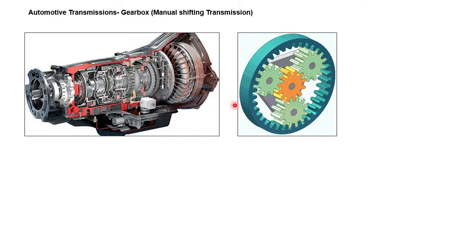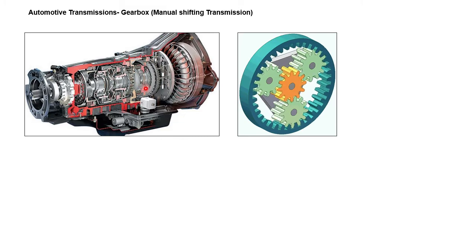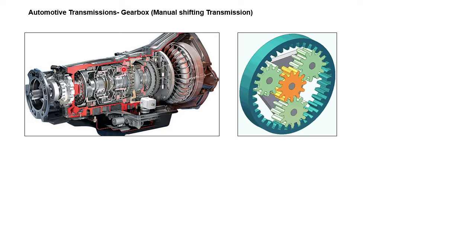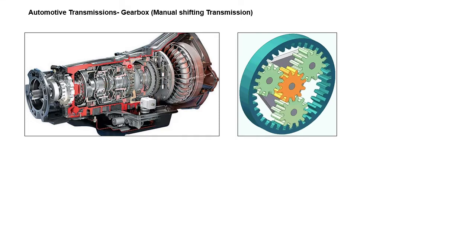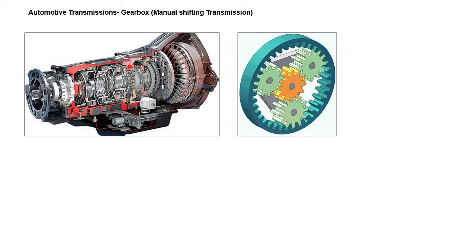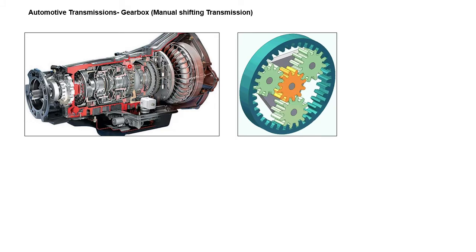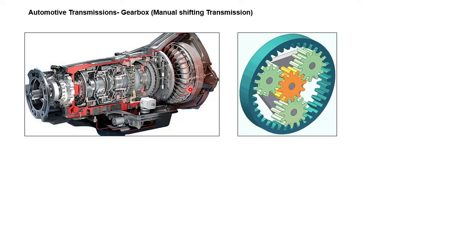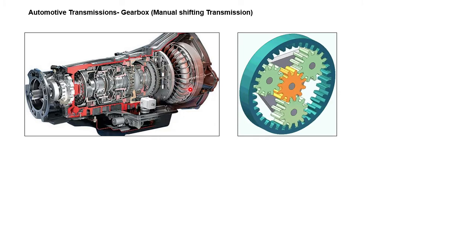These gear drives are actuated through multiple disc clutches, which are shown here. These are the gear sets. These are the multiple disc clutches operated through hydraulic pressure. And instead of the mechanical clutch, the automatic transmission will have the torque converter. We will be talking about the torque converter also in the coming videos.